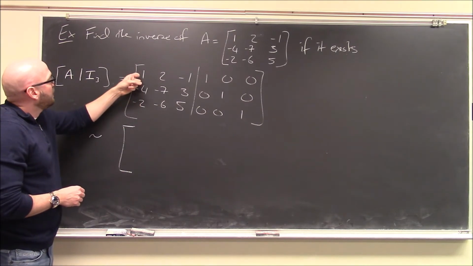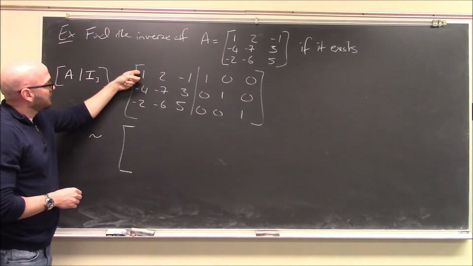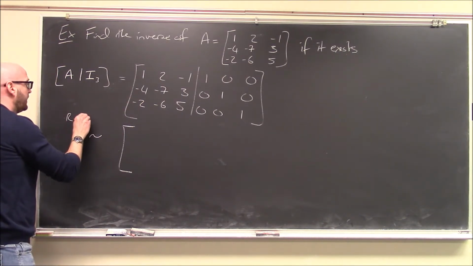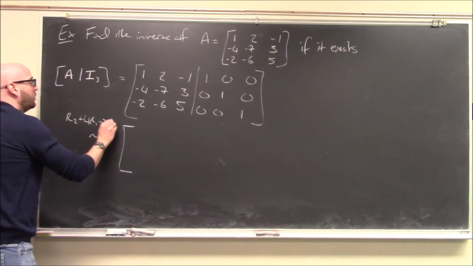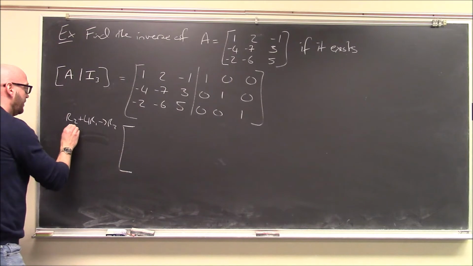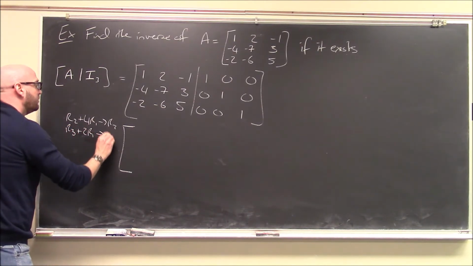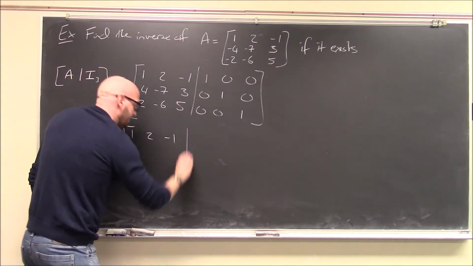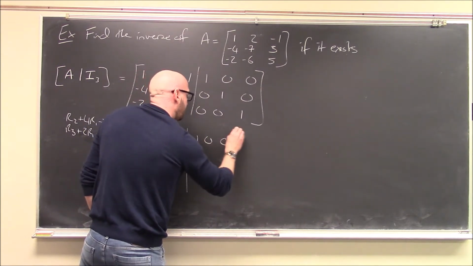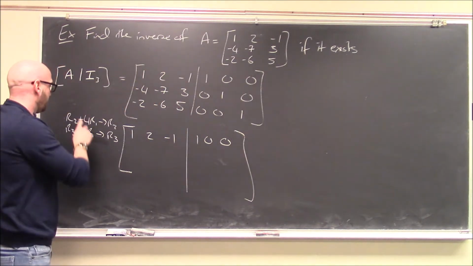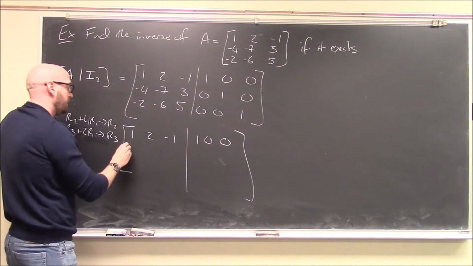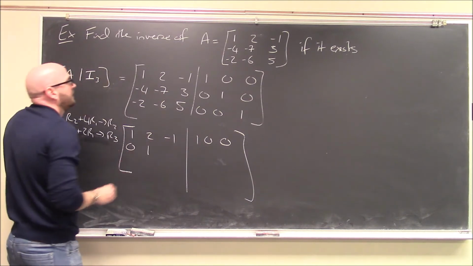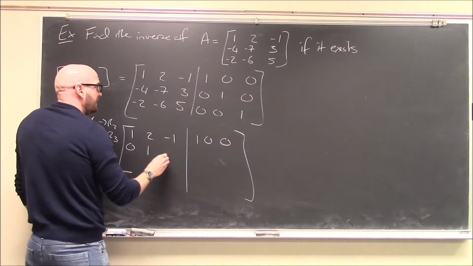So I want to add 4 times row 1 to row 2, and 2 times row 1 to row 3 to put zeros here. So we'll do row 2 plus 4 times row 1, we'll replace row 2, and row 3 plus 2 times row 1 will replace row 3. So row 1 is going to stay the same. And now let's carry out these operations. Row 2 plus 4 times row 1. Minus 4 plus 4 is 0, just as I wanted. Minus 7 plus 4 times 2, minus 7 plus 8 is positive 1. And 3 plus minus 2 is positive 1.